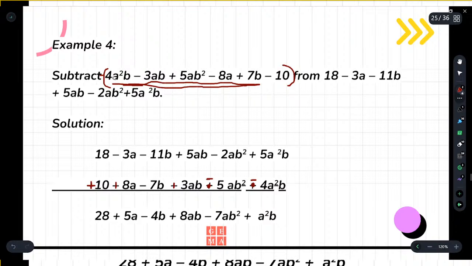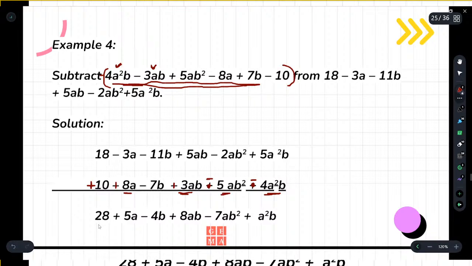Do you remember what was the technique to change all the signs? Whenever there is a negative sign outside a bracket, we have to make the signs inside the bracket opposite of theirs. 4a square b was positive, that's why we made it negative, right? And 3ab was negative, so we made it positive. 5ab square was positive, so we made it negative. And 8a was negative, so we made it positive. Similarly for 7b and 10. So now let's solve it.